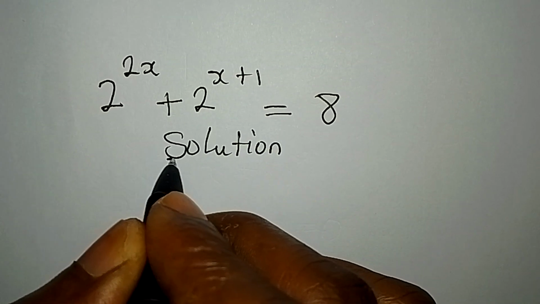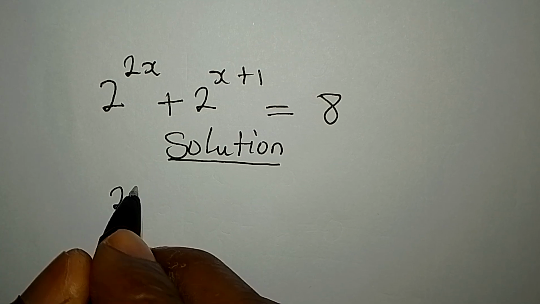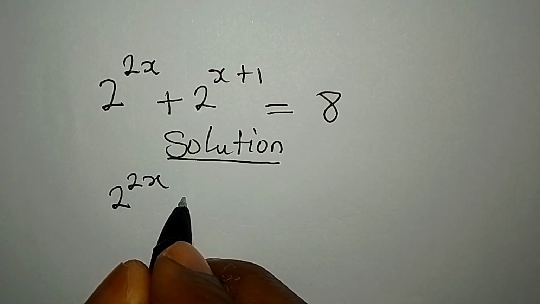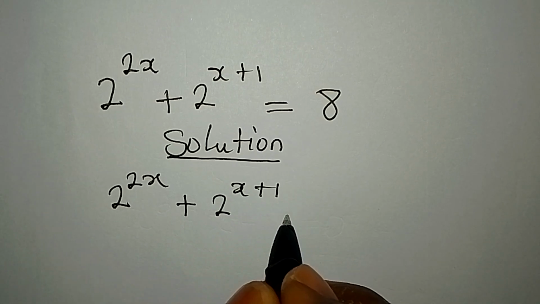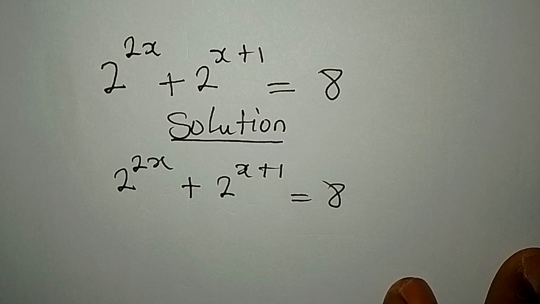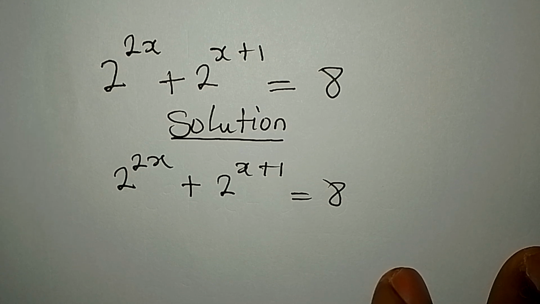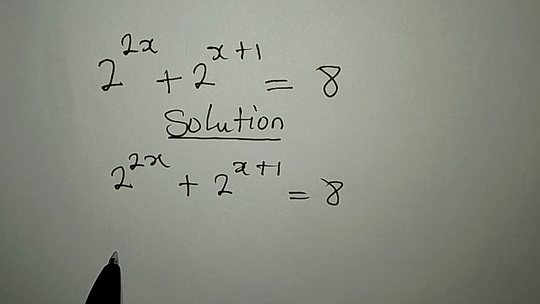Remember, the question says we should find only the real solution. So 2 to the power of 2x plus 2 to the power of x plus 1 equals 8. Now what do we do in this case? It's simple. First of all, let's deal with what we have on the left hand side.